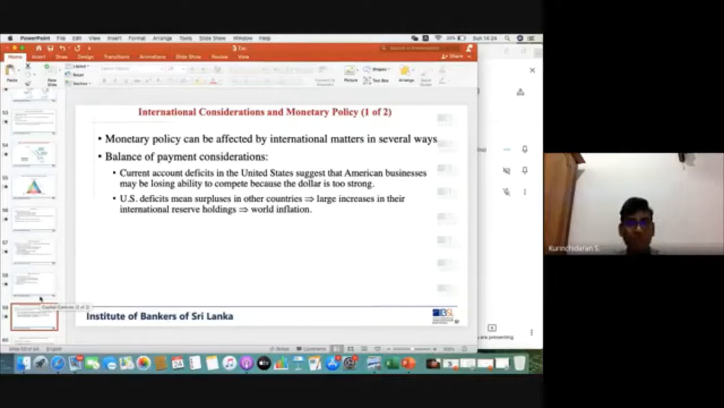That is the problem. So if other international economies, the rest of the economies, make changes in their monetary policy and control the exchange rate, that will affect you. US deficits mean surplus in other countries, right? If I am making deficits, that means what? Others are making surplus. That means they are having a large increase in their international reserve holdings. That leads to what? World inflation, right? So we have to keep that in mind.